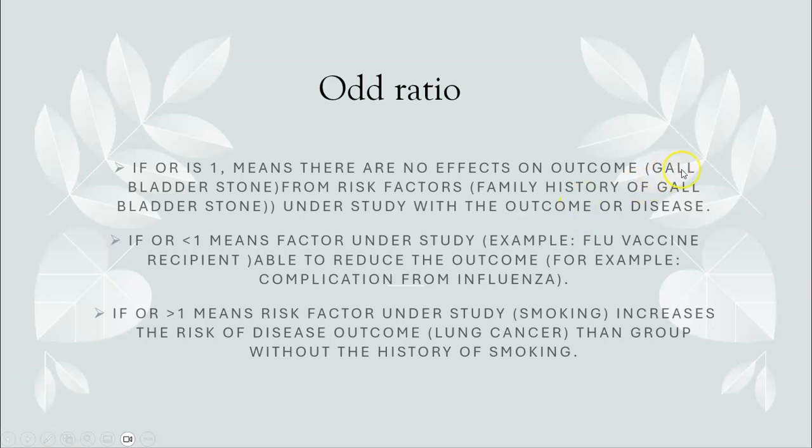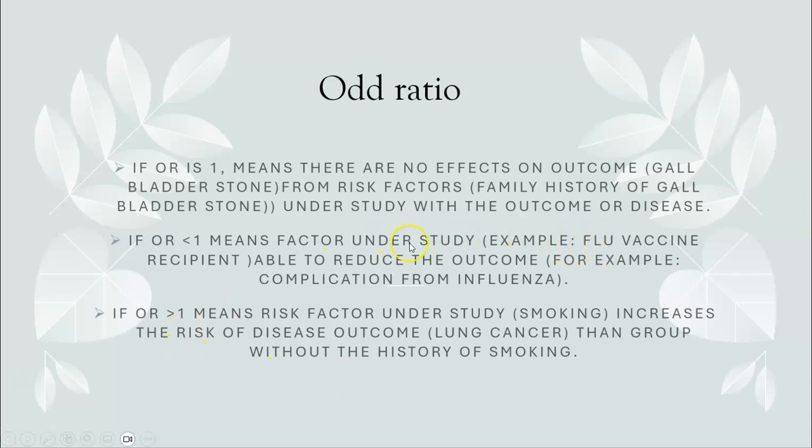For example, if we take gallbladder stone as the outcome or disease, and family history of gallbladder stone as the risk factor, and then we run a case control study with some sample data. If the odds ratio is 1, that means there is no association. And if the odds ratio is less than 1, that means the factor under study is able to reduce the outcome of the disease.